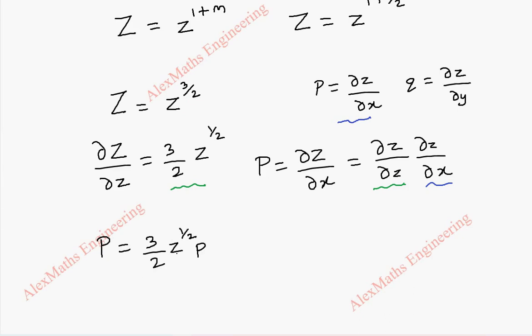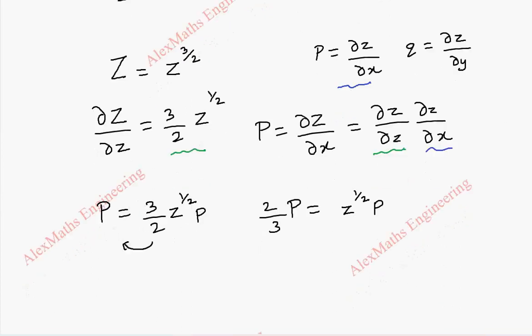Now keeping z power half into p here, we are going to take this term to the other side. This will become 2 by 3 capital P, which equals z power half, with this z being small z, into p.